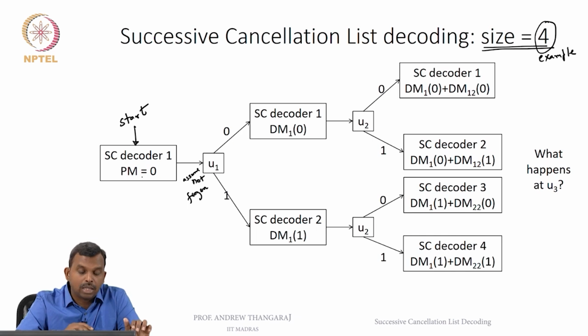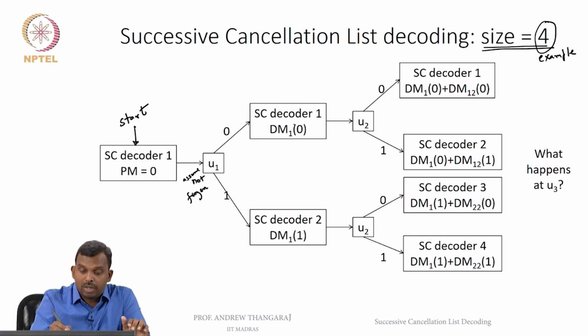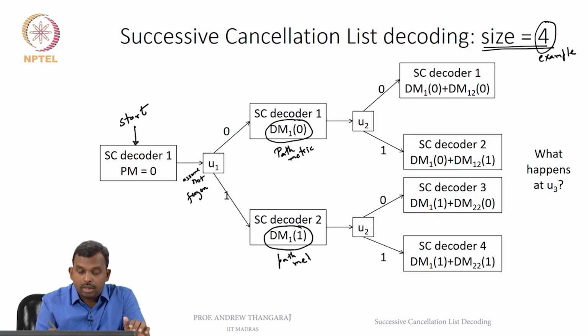It gets added to the path metric. So the whole path metric becomes dm1 of 0. Remember this is always the path metric, the sum of all the decision metrics. One of these will be 0, depending on the sign of L of u1, but the other will be non-zero. So you have two successive cancellation decoders now.